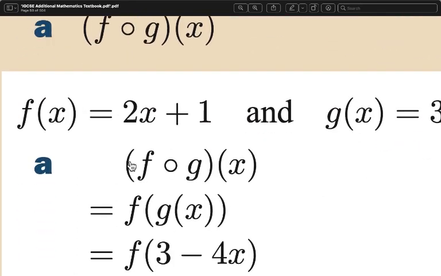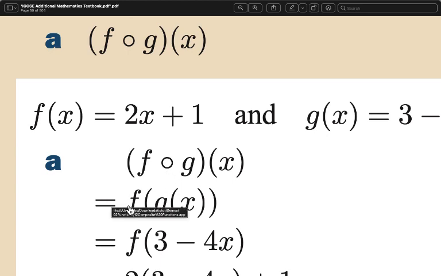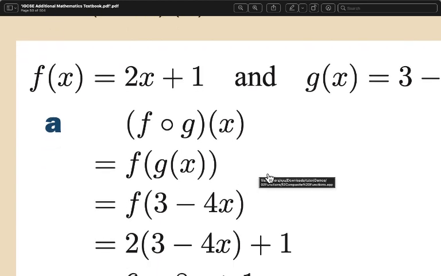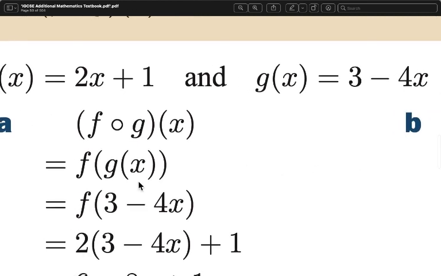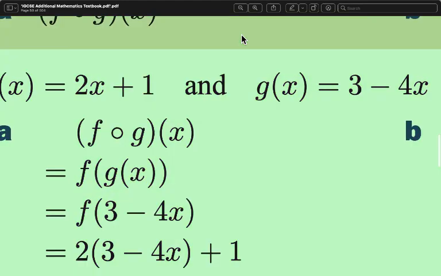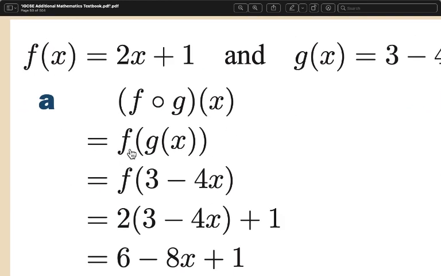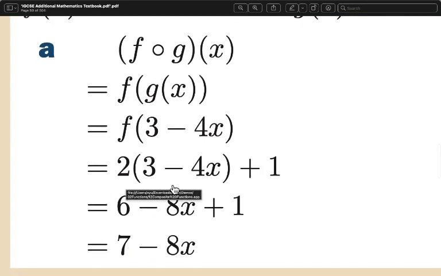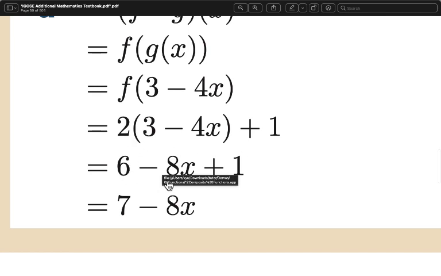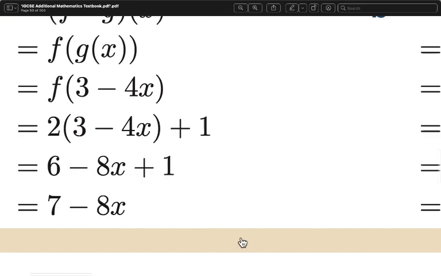When you're calculating f of g of x, it's best you change it into simple notation. So f with parentheses, with g of x inside, and g of x is 3 minus 4x. You substitute g of x with the given equation. So now it's f of 3 minus 4x, and you input it in the f of x equation, which means 2 times parentheses 3 minus 4x, plus 1. You break it down. 2 times 3 is 6. 2 times minus 4x is minus 8x. And 6 plus 1 is 7. So the final value obtained is 7 minus 8x.